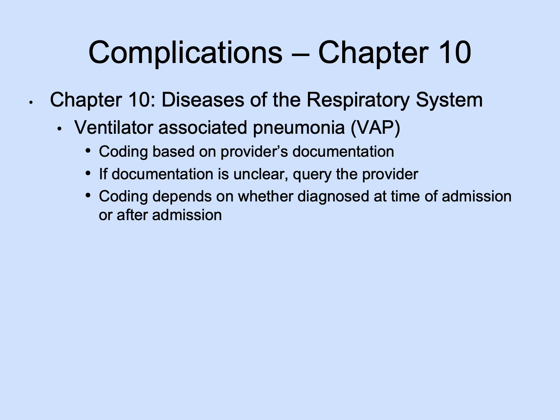Okay, so let's jump ahead to chapter 10, diseases of the respiratory system. So these guidelines are about ventilator-associated pneumonia, VAP. Code is based on the provider's documentation. If the documentation is unclear, query the provider. Now, the coding depends on whether the patient had VAP at the time of admission or developed VAP after admission. This is important because if they develop VAP after admission, it might indicate less than good care. So that's what the insurer wants to know. Was it because of a lapse in care?